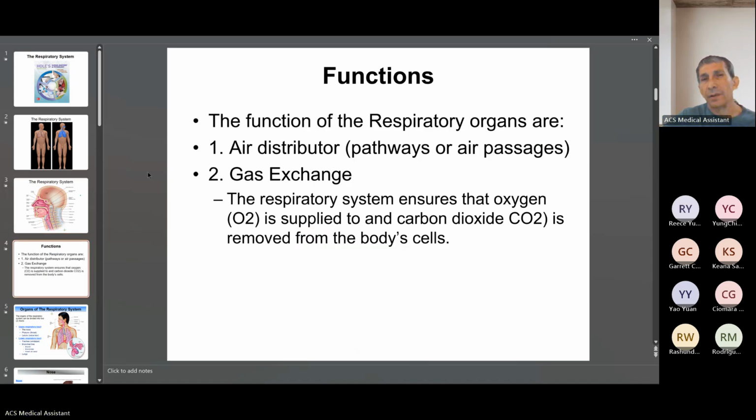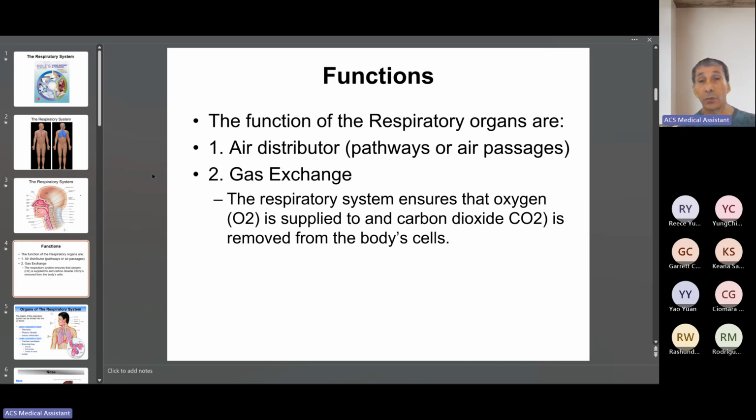Okay. Functions. So as I walk you through these structures, these are the pathways or air passages. And what are the pathways or air passages? Well, the body passes air, right? Remember, it's not oxygen. The oxygen goes inside the air. We breathe air, not oxygen.